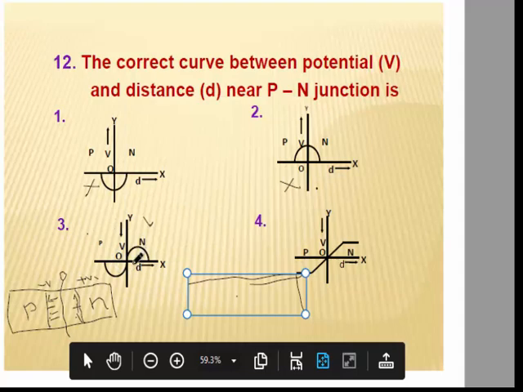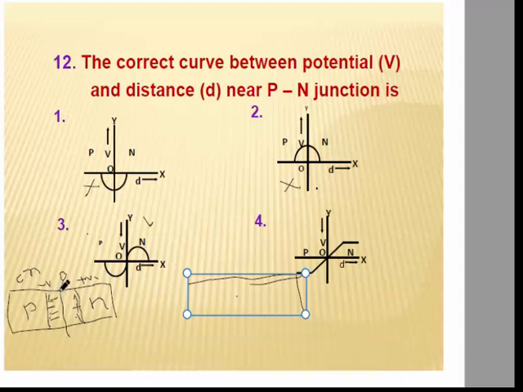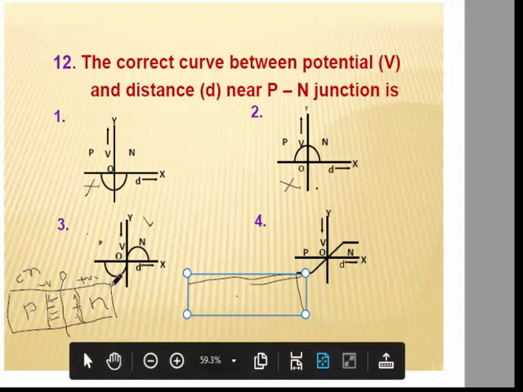Here the potential from here is constant, on the p side it is constant and also on the n side it is constant. The p side potential is constant, the n side potential is constant, but negative from the p side goes towards the junction. Negative will go to 0, positive will also go to 0, but on the p side it is constant and on the n side also constant. So which option is it?